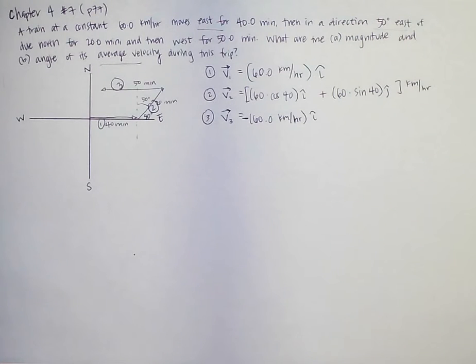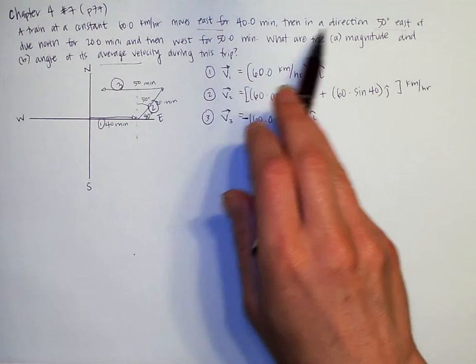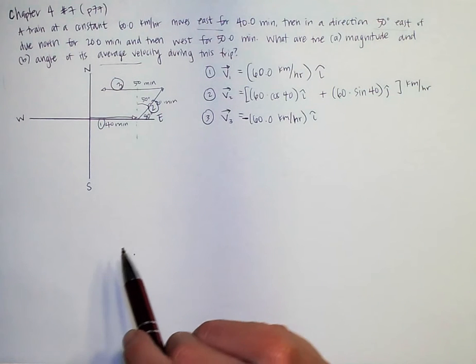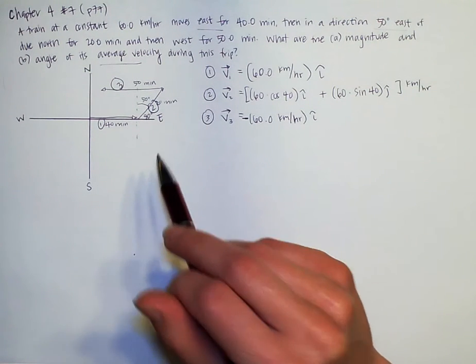Today we're going to be going through chapter 4, number 7 from page 77 in your textbook. It talks about a train going at a constant 60 kilometers per hour, moving east for 40 minutes, then 50 degrees east of due north for 20 minutes, and then west for 50 minutes. We want to know the magnitude and the angle of its average velocity during the trip.